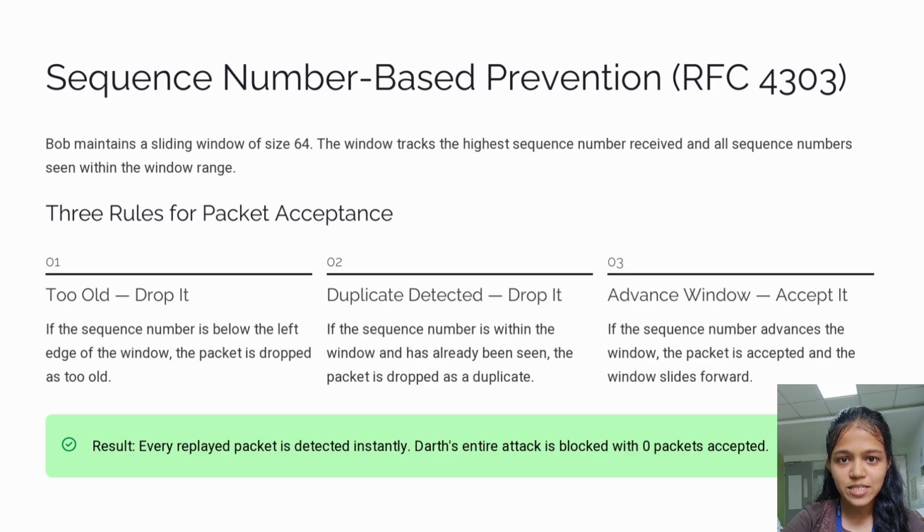So the final result is clear. Without replay protection, attacks succeed. But with the RFC 4303 sliding window mechanism, all replayed packets are blocked successfully.